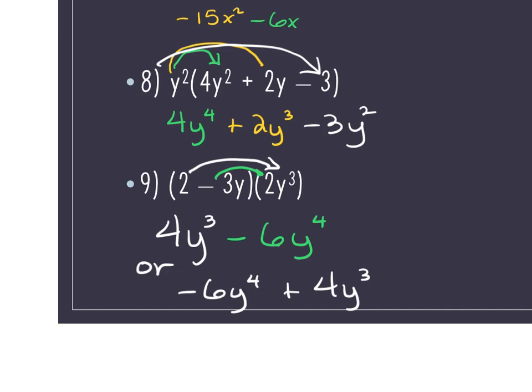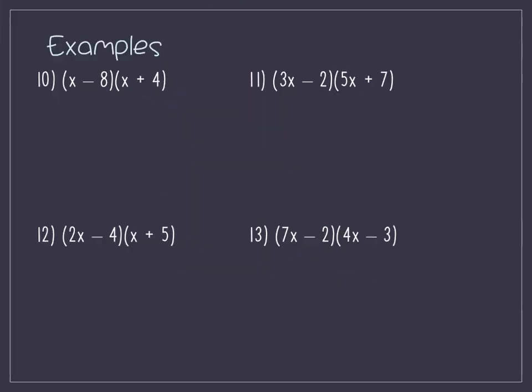Next, we're going to FOIL. We really already did this when we did the radicals, but now no square roots or anything. We're just going to be multiplying variables and numbers. So try number 10.